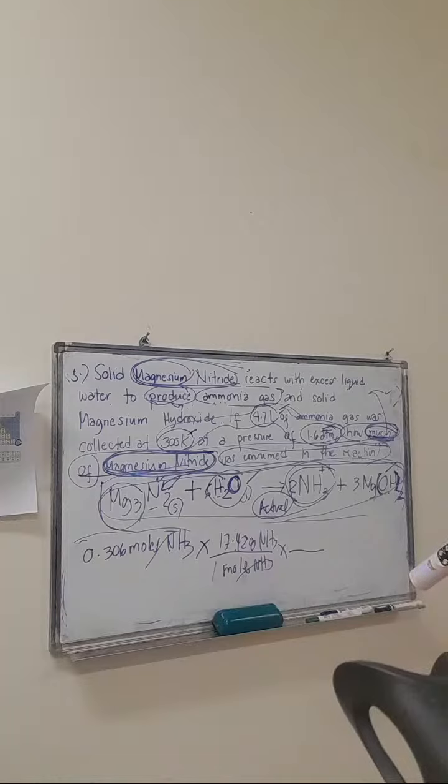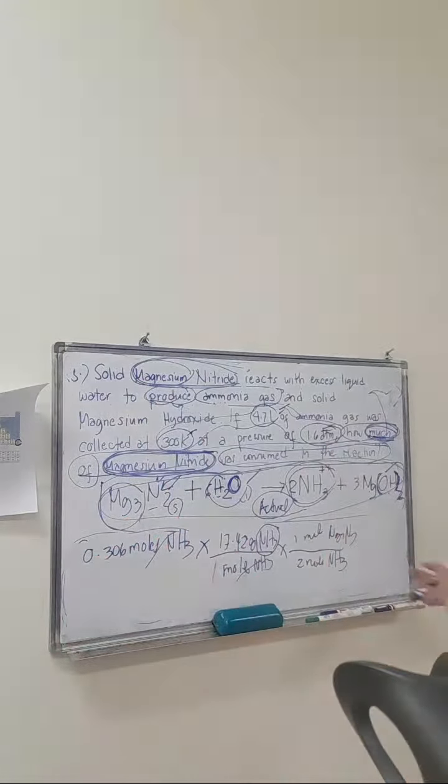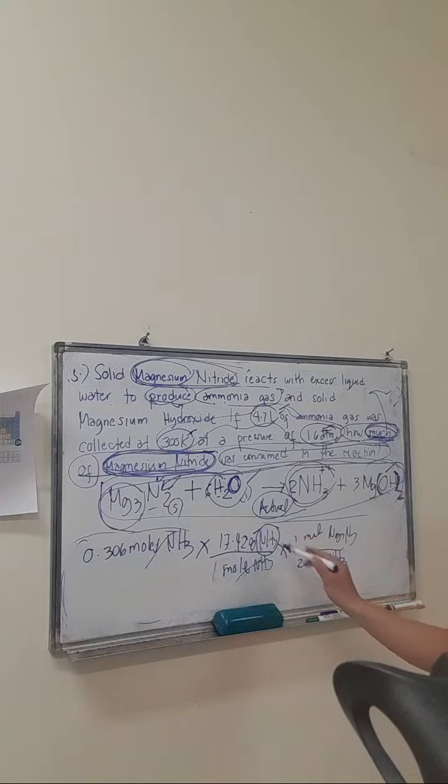Okay? Now, if you use this, guys, for example, ammonia is 2 moles of ammonia, right? And 1 mole of magnesium nitride. If you try to use this one, it's not practical because you cannot cancel the grams of ammonia and the 2 moles of ammonia. So it's not this, okay?